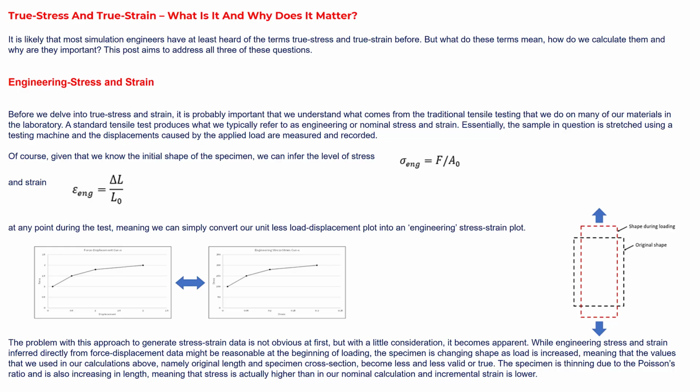The specimen is thinning due to the Poisson's ratio, and due to the increase in length as well. Meaning that the stress is actually higher in that region, and even the incremental strain is lower at that region. So these things we need to consider during this analysis. To find the engineering stress strain, we have to use the original cross-sectional area and the original length for consideration. So now how exactly are we going to relate this engineering stress strain to the true stress strain? Let's see here.